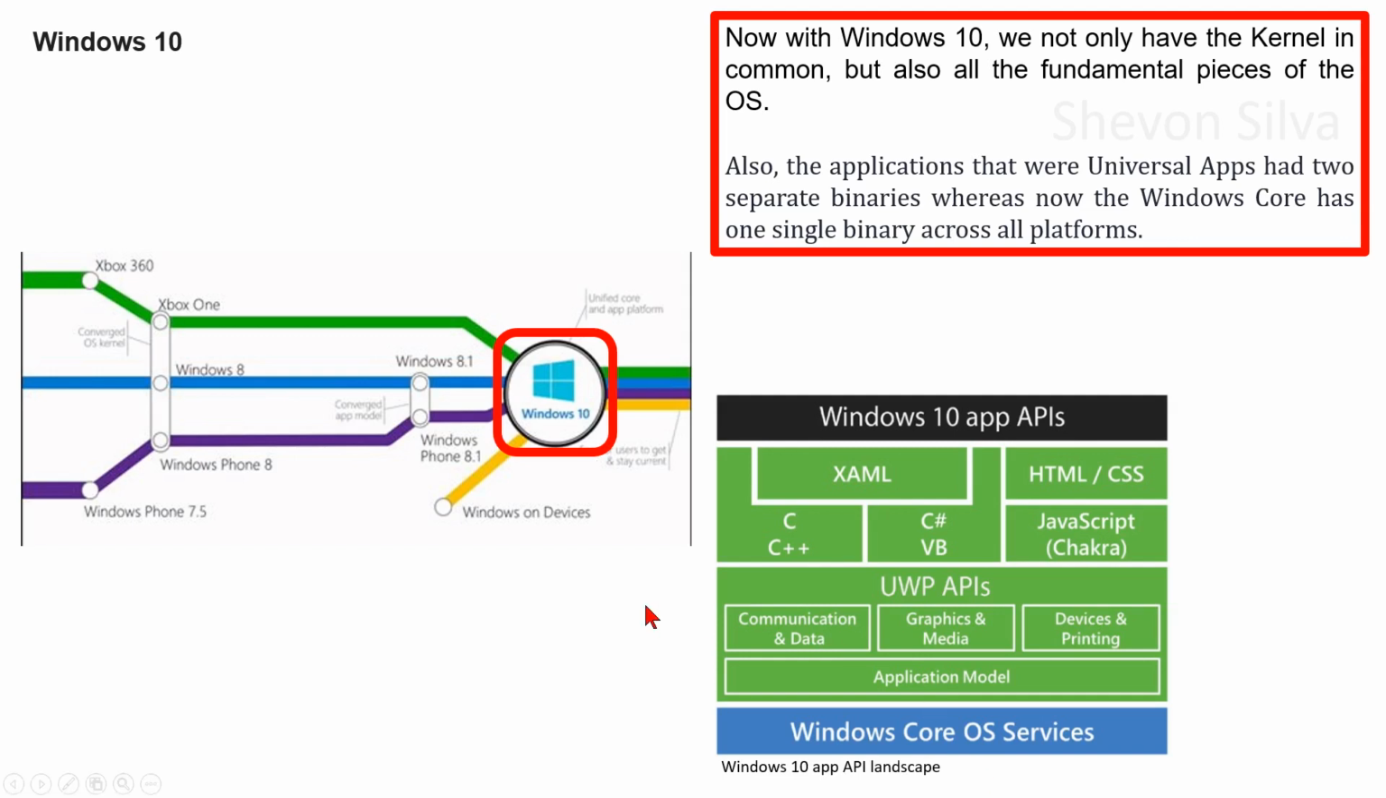Here, you can see the Windows 10 app API landscape. Windows 10 apps can be built using HTML, JavaScript, .NET languages C# and VB, or native C and C++ through an extension of C++ called C++/CX.